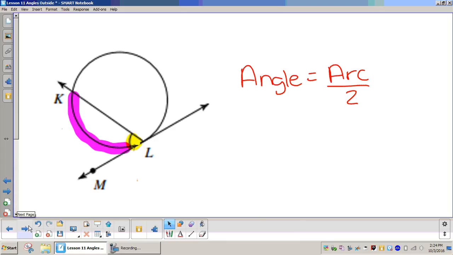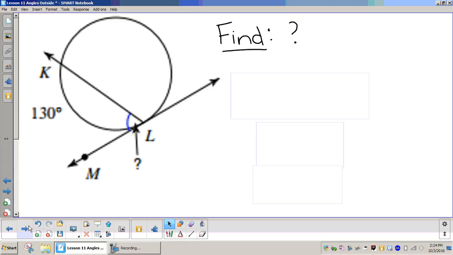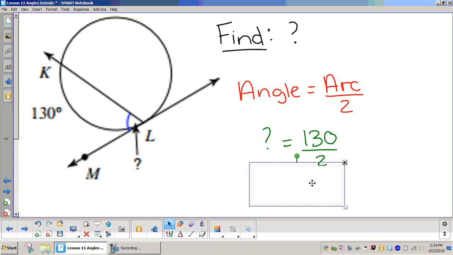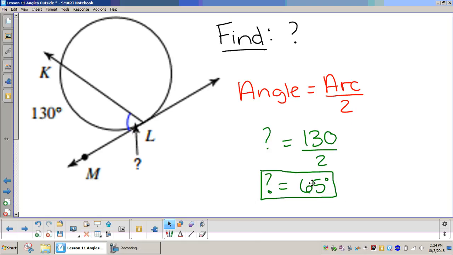So again, it looks very similar to the couple formulas we've had already, but it's a different picture, and this relationship exists. So let's give it a shot here. I have this tangent line, and I have a secant line, and I'm going to look to see how big this angle is if I know that this arc is 130. So I start with the formula. I plug in 130 for the arc, and I find out that that angle is 65 degrees. So on the flip side, if I know the angle, I can just double it to find the arc.